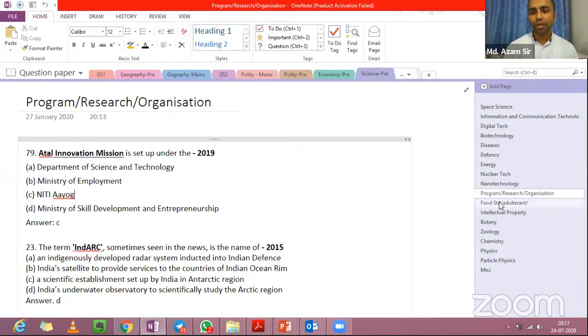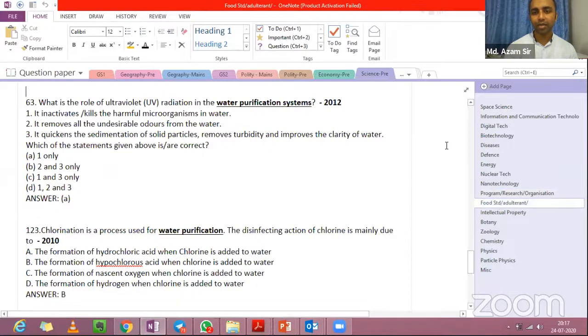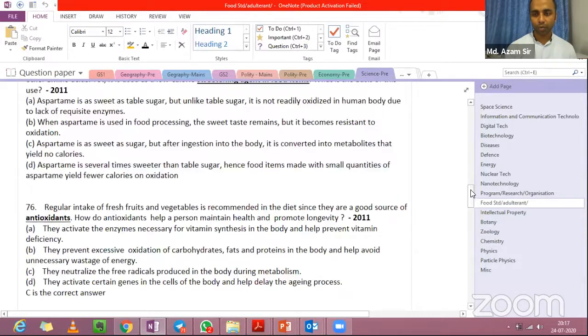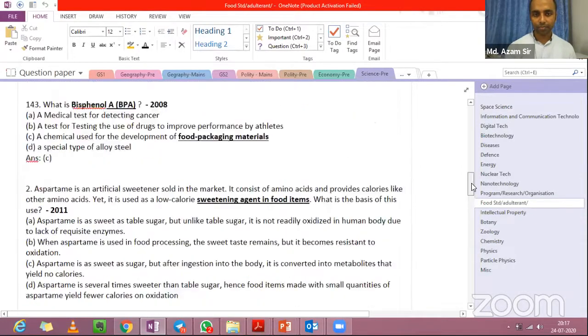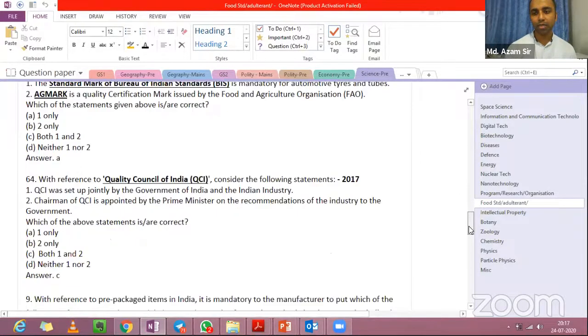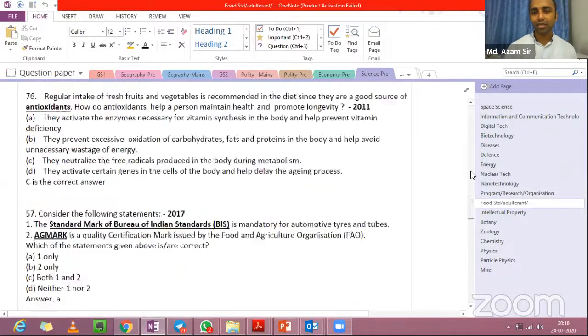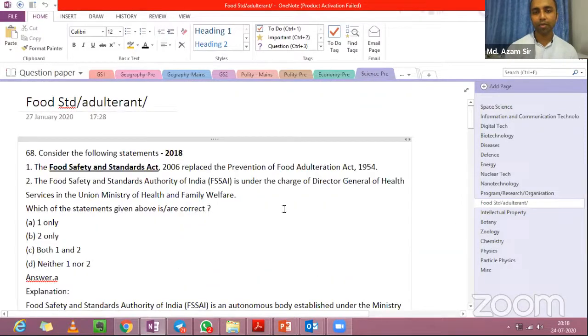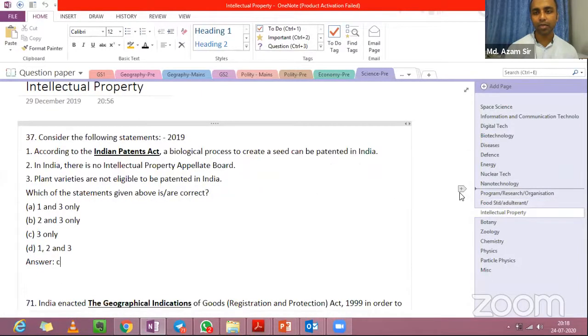Next is food standards and adulteration. Yes, food standards and adulteration are also quite frequent questions these days. The Bureau of Indian Standards is making news in the recent past. The reason is all over India, the government is trying to implement this as a standard for clean drinking water, for the tap water provided by the municipality.